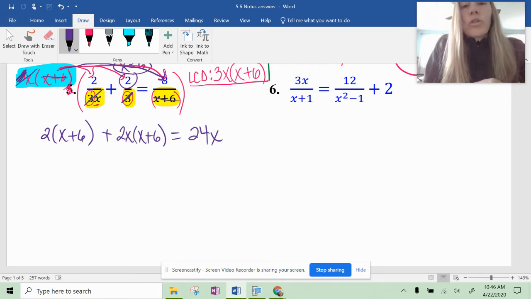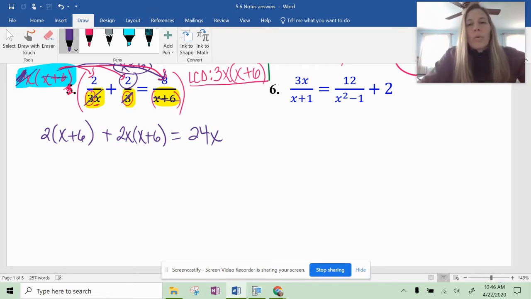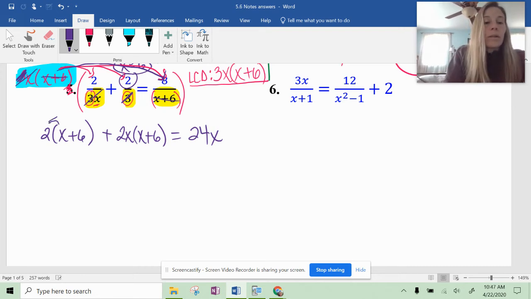So that's a little bit trickier, especially when your LCD is a little bit more complex. It's easy to miss something or get a little bit tripped up on some of that. Once you get rid of all the fractions, now it's just solving a normal equation with parentheses. So we're going to get rid of our parentheses. So 2x plus 12. And here we have 2x squared plus 12x.